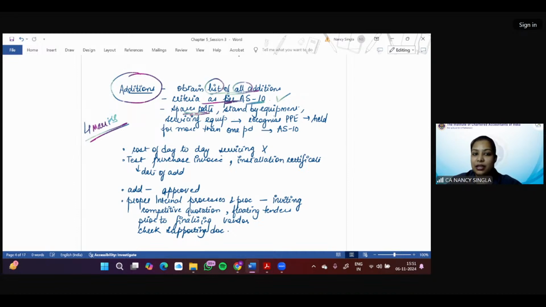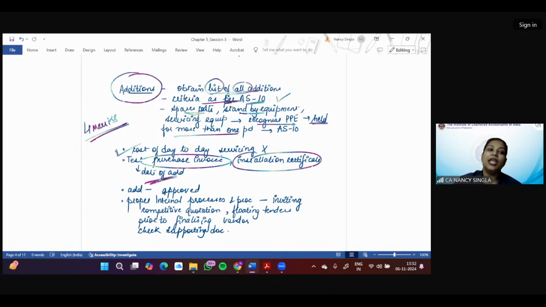With respect to spare parts or standby equipment, they shall be recognized as PPE only when they are held for a period of more than 12 months, that is, for more than one period, which is the requirement of AS 10, right? He will also see that the cost of day-to-day servicing is not added to the cost of the assets, right? And he'll test what? Purchase invoices in order to see the date of addition, and the installation certificates.